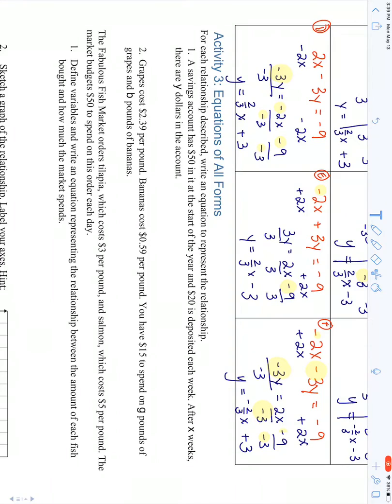Okay, so a savings account has $50 in it at the start of the year, and $20 is deposited each week. So we have a starting point of 50, and we have a recurring $20, kind of like a rate of change. So after x weeks, there are y dollars in the account. So y is going to equal 20x because we're going to deposit this $20 each week. So we got to multiply that by the number of weeks that we have. And then we also got to add that 50 that was part of the start. So this is in slope-intercept form.